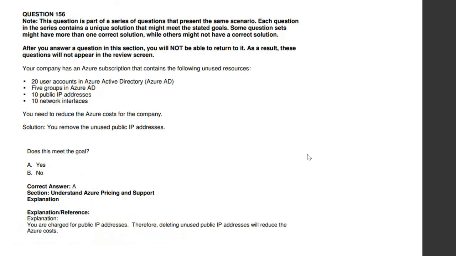So moving to the same 156th question, a similar kind of question. 20 user accounts in Azure AD, 5 groups in Azure AD, 10 public IP addresses. You need to reduce the Azure cost for the company, and you need to remove unused public IP addresses. Obviously this will reduce the cost. You are charged for public IP addresses, so if you delete unused public IP addresses, it will reduce the Azure cost for sure. The answer over here is yes.